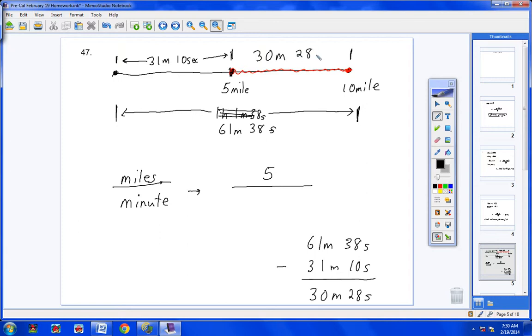seconds. By the way, do you notice something? She got faster. That's hard to do. I could barely make it 10 miles in a car, let alone running, okay? So she actually got faster. But there's the time it took.